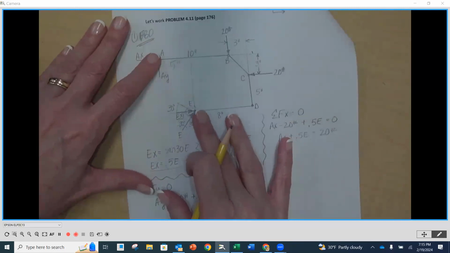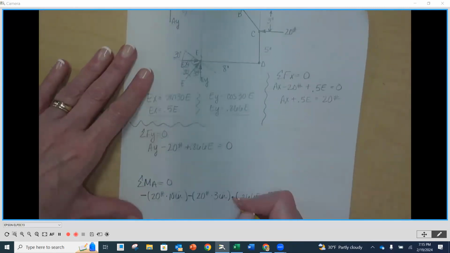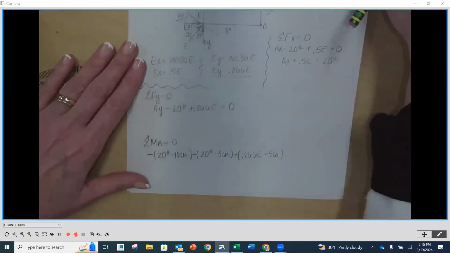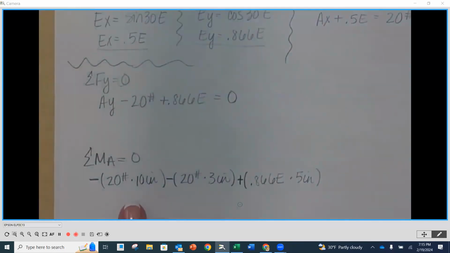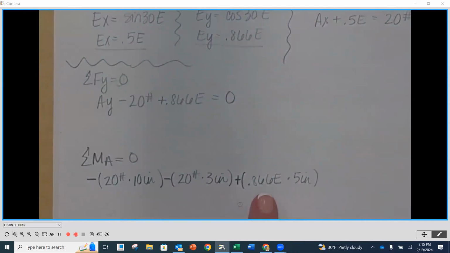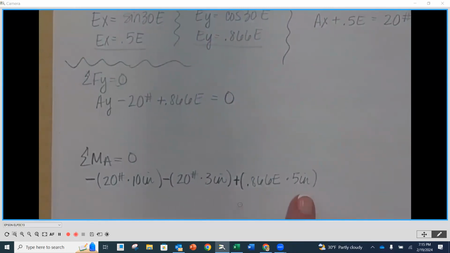And when we rotate, it's going to be going in a positive direction because it's going to go counterclockwise. So does everybody see that? So it's negative 20 times 10, negative 20 times 3, and then a positive 0.866 E times 5 inches. So this right here is EY.